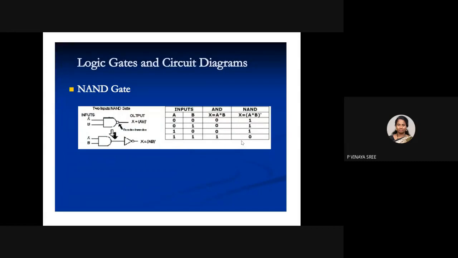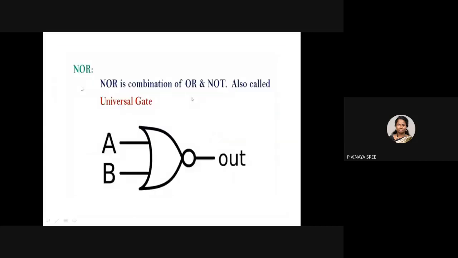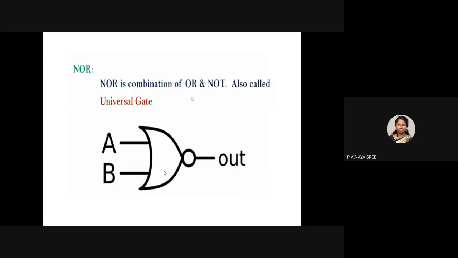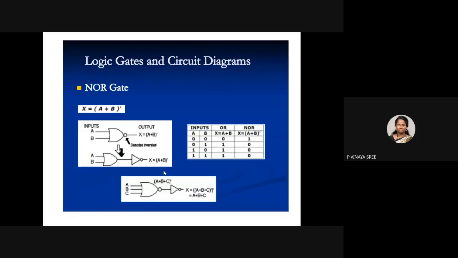So NAND gate, I already said that NAND gate is what, ma'am? NAND gate, we have one AND followed by NOT. So see here, NAND is a combination of AND and NOT. So how I represented, first we have to write a symbol of AND gate followed by NOT. So what is the truth table for that?